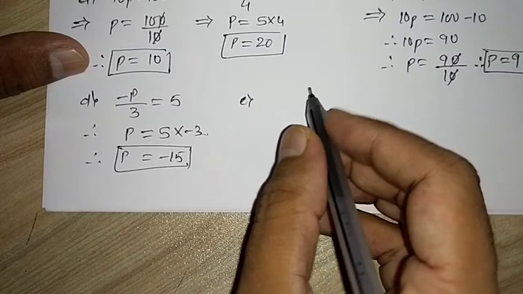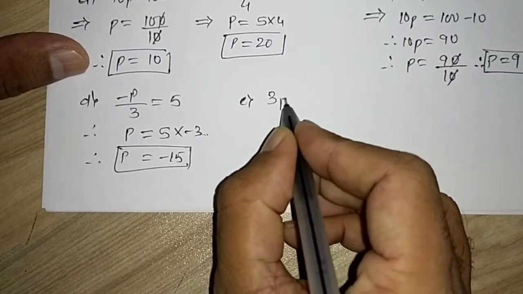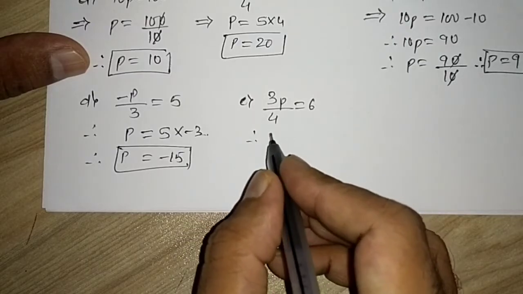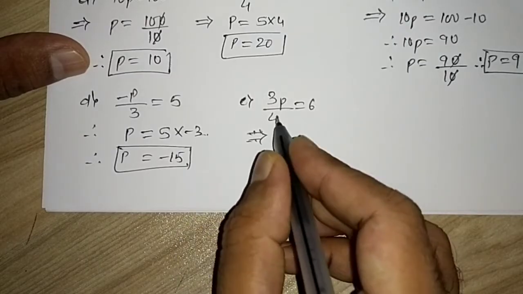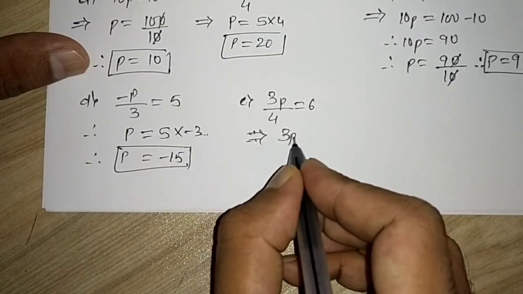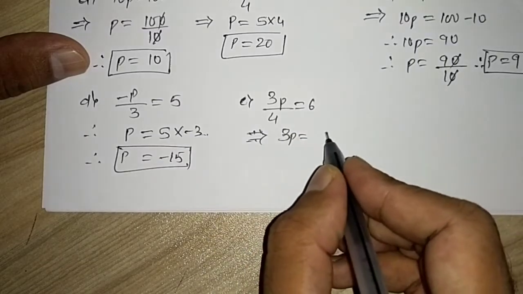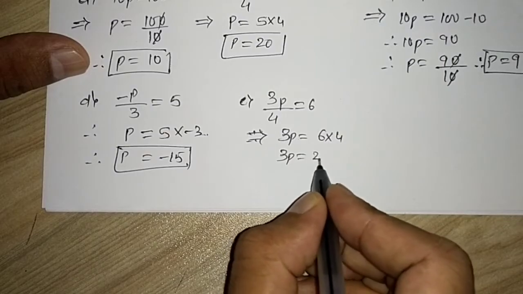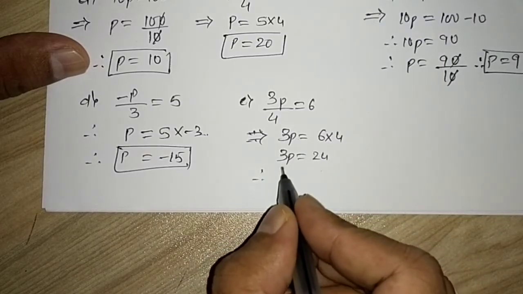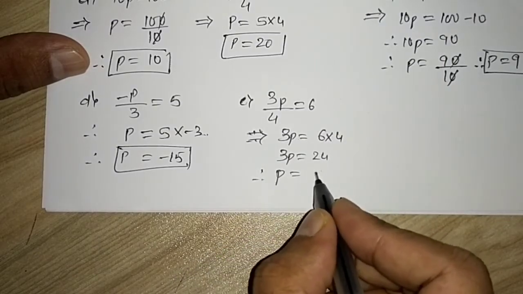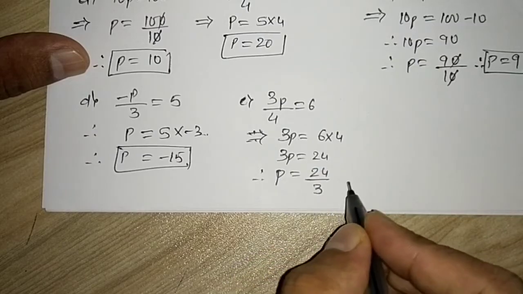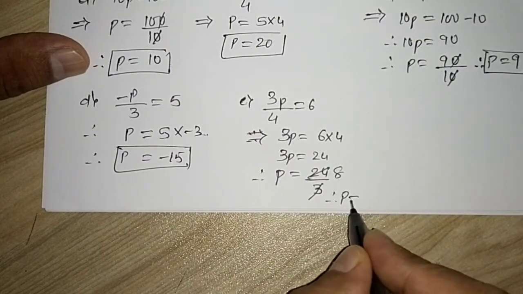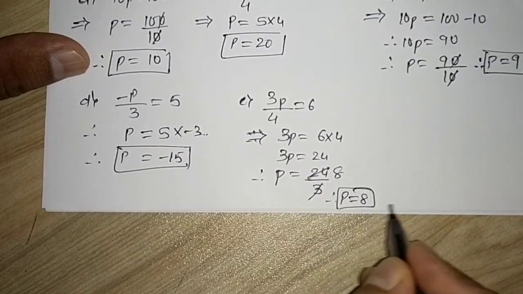A B C D E. Part E says 3p divided by 4 is equal to 6. Therefore 4, which is in division, will go that side and multiply, so we will get 3p is equal to 24. 3, which is in multiplication with p, will go in RHS and divide, so we will get 3 1s and 3 8s. Therefore p is equal to 8.